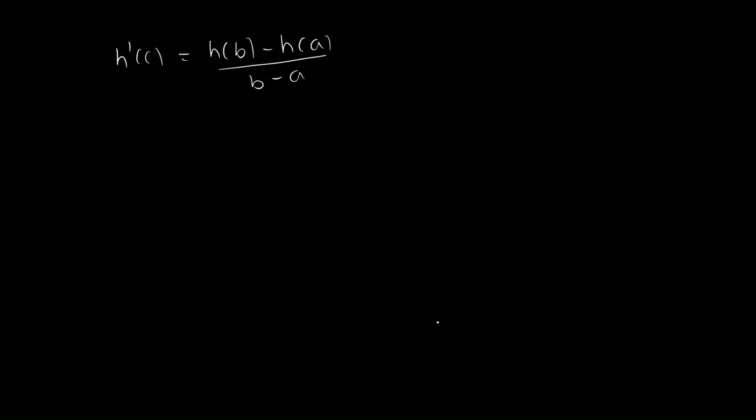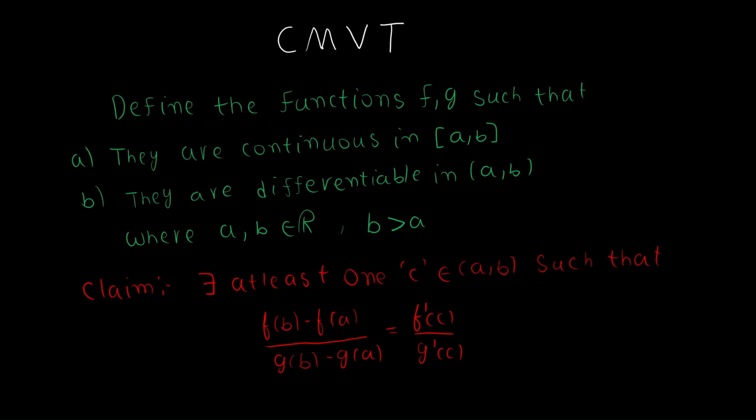Now let's move on to our next theorem. It is Cauchy's mean value theorem. Now we are using the same definition, but this time we are using it on two functions. Define the functions f, g such that they are continuous in closed interval [a, b]. They are differentiable in open interval (a, b), where a, b belong to real numbers and b is greater than a without loss of generality.